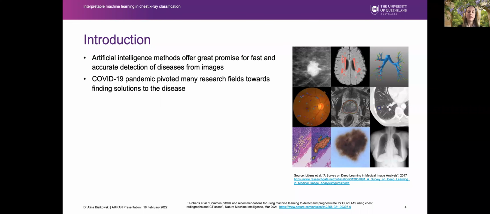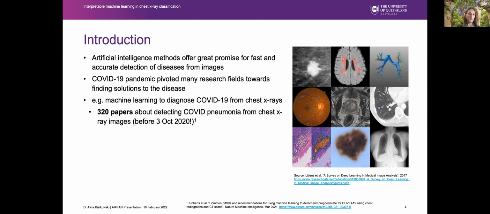Within the space of medical imaging, COVID-19 is another type of application where we can apply these techniques. With the onset of the global pandemic, a lot of research fields pivoted their research towards finding solutions to the disease. Machine learning and computer vision was no different, and many researchers pivoted towards applying techniques towards diagnosing COVID-19 from chest X-rays. In fact, within the first year, there were already 320 papers about detecting COVID pneumonia from chest X-rays. That's up until the 3rd of October, 2020.